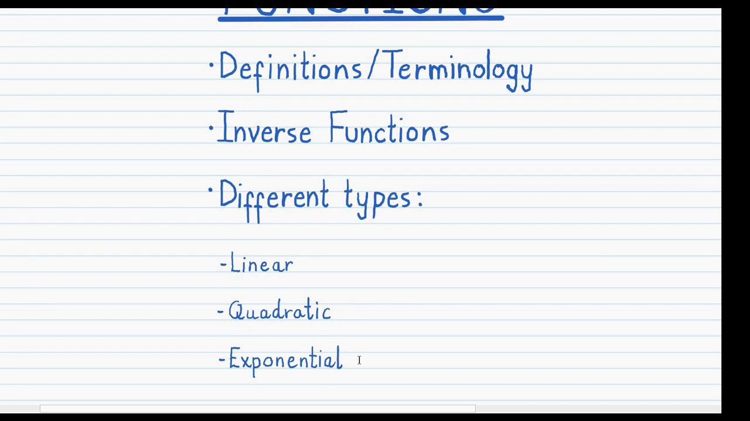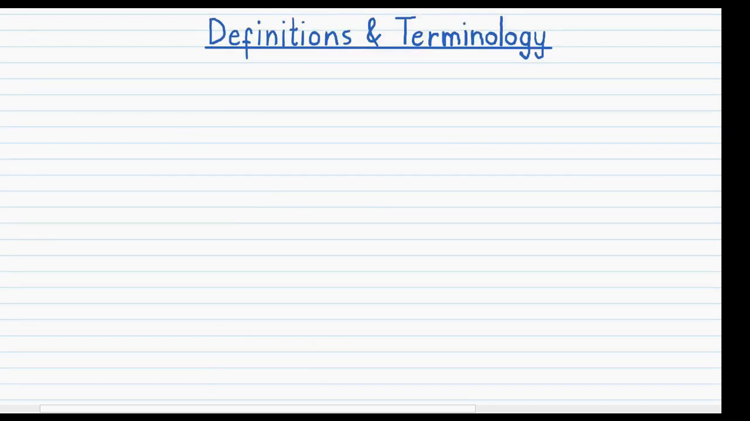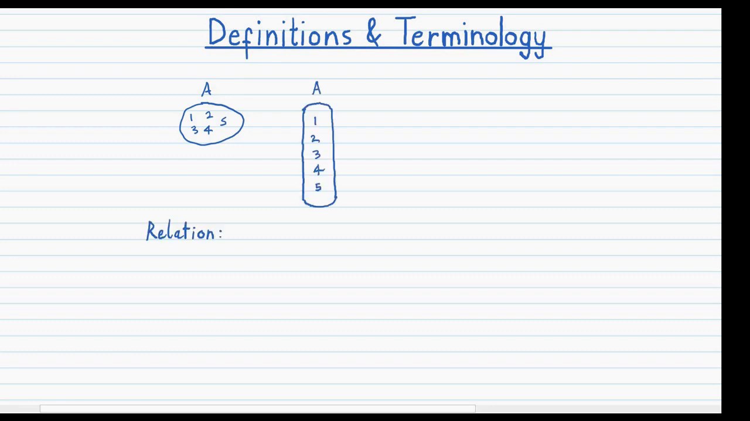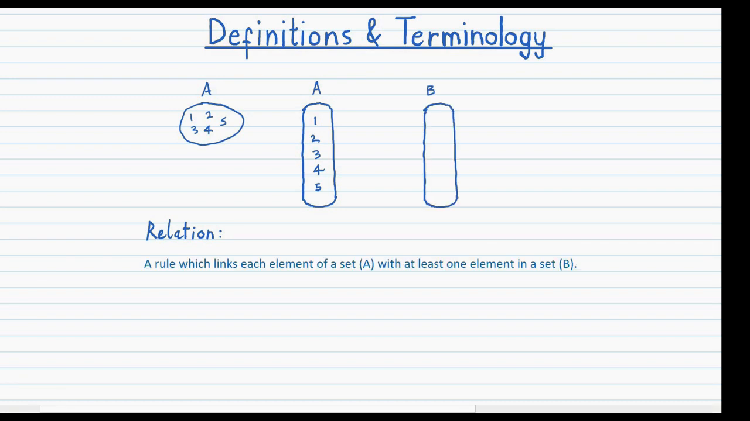Let's begin. So let's say you have a set A. A set essentially just being a bunch of numbers, say 1, 2, 3, 4, 5. A more structured way to write it is, and here comes the first definition. A relation is defined as a rule which links each element of set A with at least one element in set B. In simple words, it basically just means an equation.